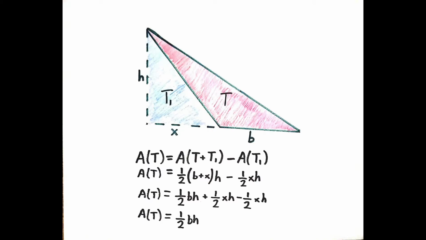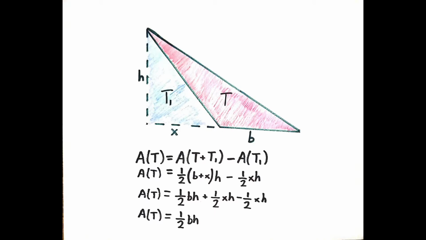Like I just said previously, the area of the big triangle is 1/2 times b plus x times h. The area of the small triangle is 1/2 times x times h. We can distribute the 1/2 and the h in the first part of the expression and get that the area of our original triangle is 1/2 bh plus 1/2 xh minus 1/2 xh. The two 1/2 xh's cancel, and so we get that the area of our original triangle is just 1/2 times the base times the height.